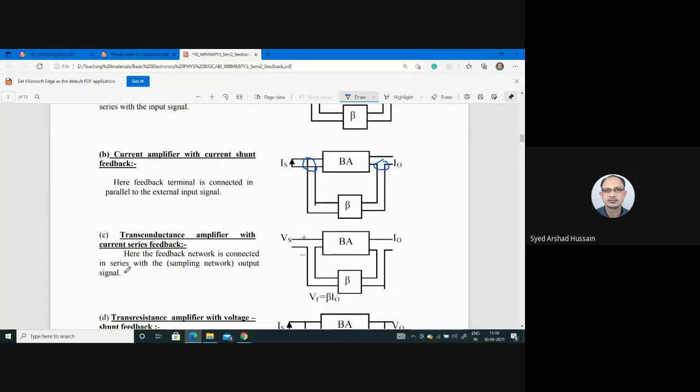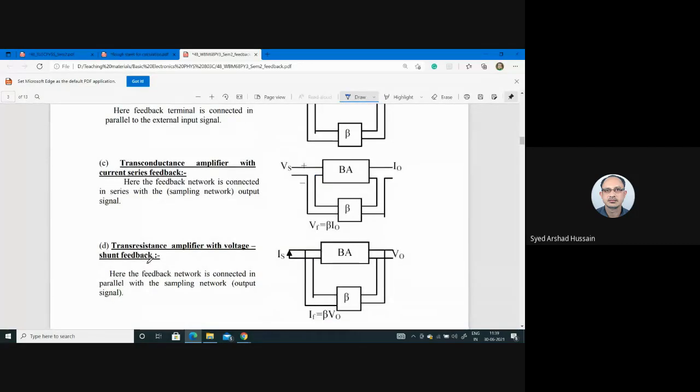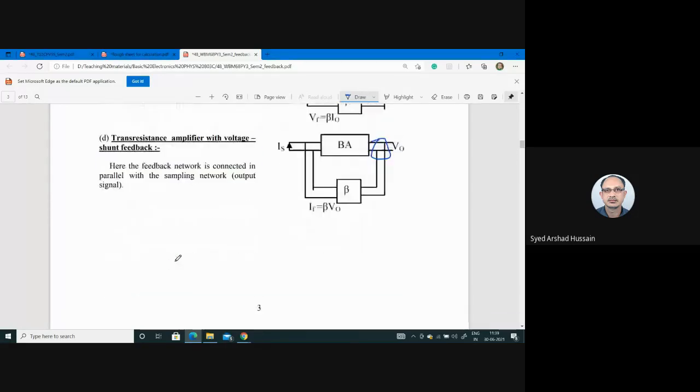Here, current is in series. Transresistance amplifier with voltage shunt feedback. Okay. So this is in parallel, shunt. So we will discuss these 4 things a little bit more.